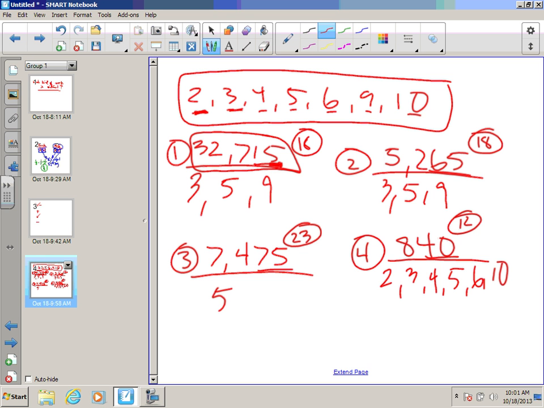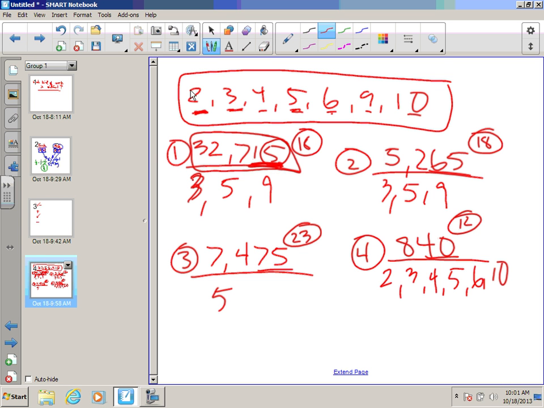The rule for 3 is the sum of the digits. When I add all the digits together, 3 plus 2 plus 7 plus 1 plus 5, I get 18. If 18 is divisible by 3, which it is, then I put 3 down. The rule for 4 says, are the last two digits, so 15, divisible by 4? 16 is, but not 15. So that doesn't work. The rule for 5: does it end in a 5 or 0? Ends in a 5. Therefore, it's divisible by 5.